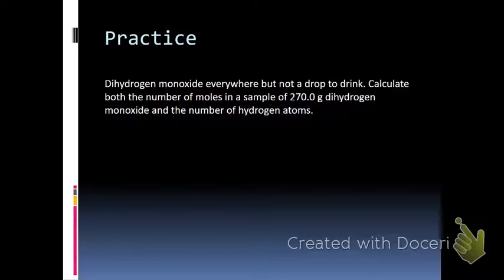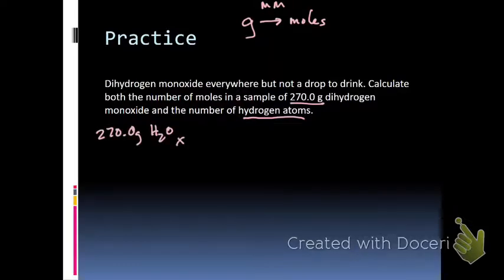So the first thing we want to do is convert grams to moles, right? So we have grams. We want to convert that to moles. We can do that in one step, just using the molar mass. And then we want to figure out the number of hydrogen atoms. So let's just do the first step first. So 270.0 grams of H2O. We know the molar mass is 18.02 grams of H2O, and that equals 1 mole of H2O.